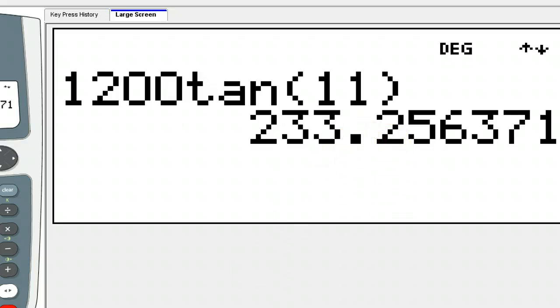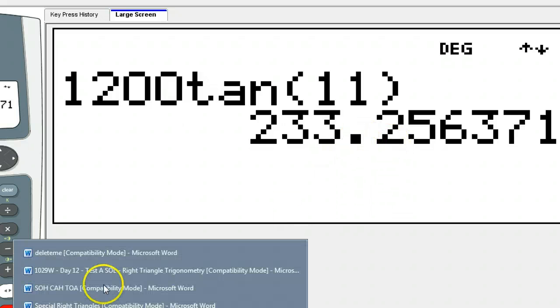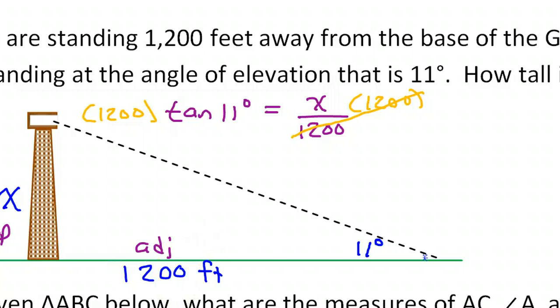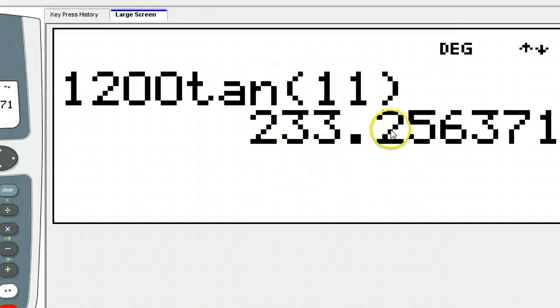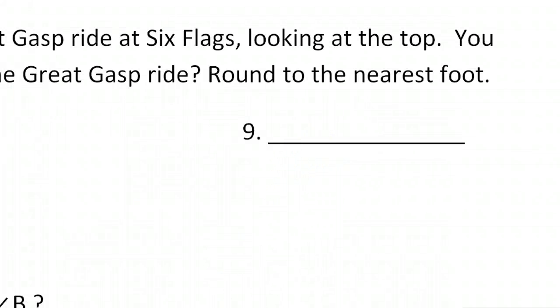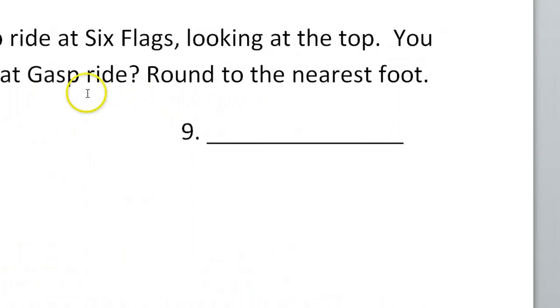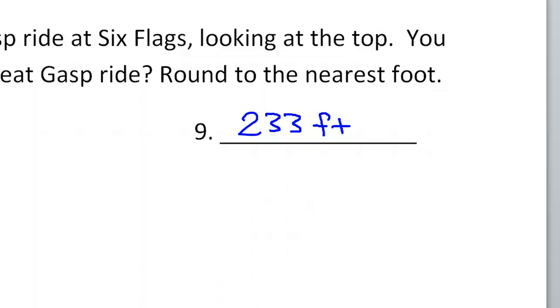And you know what? I think I vaguely remember them saying something about rounding to the nearest foot. So that means like a whole number. So I won't round up, so it'll be 233 feet. Yeah, 233 feet. Alright, that's the answer, number 9.